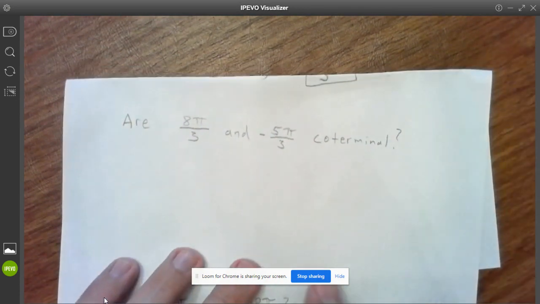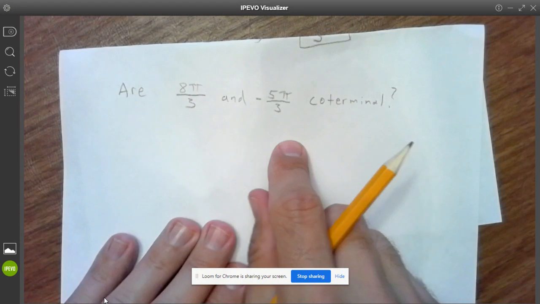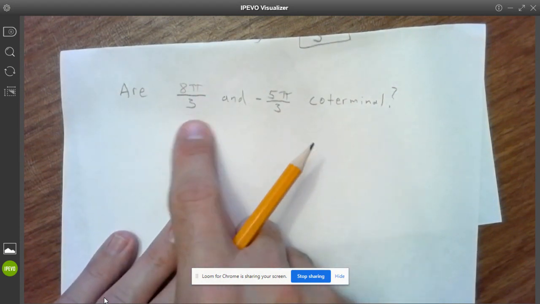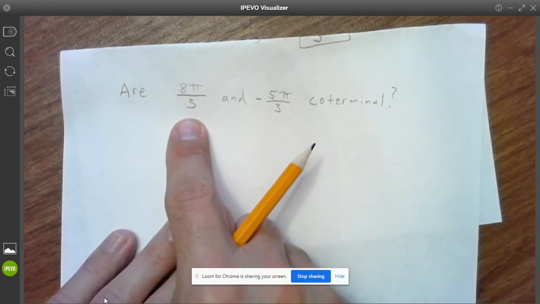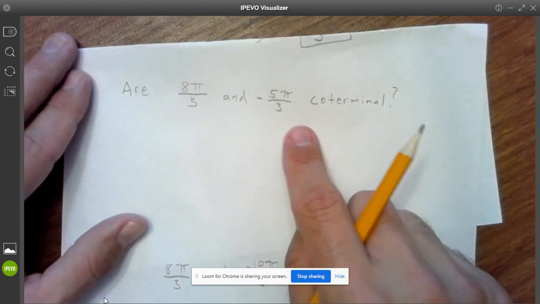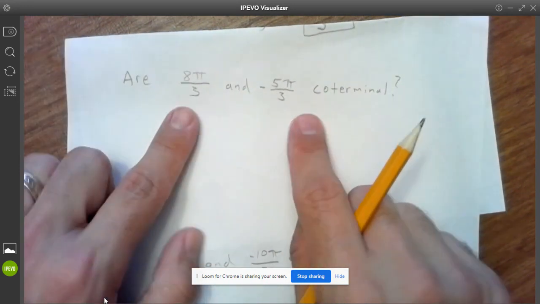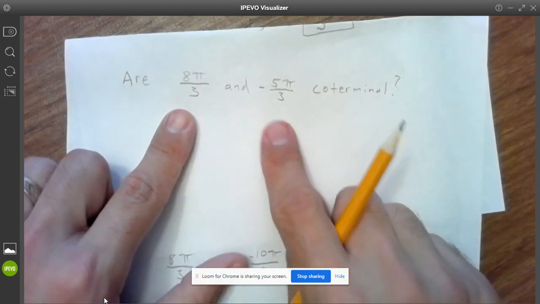All right, so they could ask you just whether or not these two angles are coterminal. And, I mean, you'd have to keep subtracting 2 pi until this was between 0 and 2 pi, and adding 2 pi on this one until it was between 0 and 2 pi. What we're going to do instead is we're just going to subtract the two and then see if that's divisible by 2 pi.